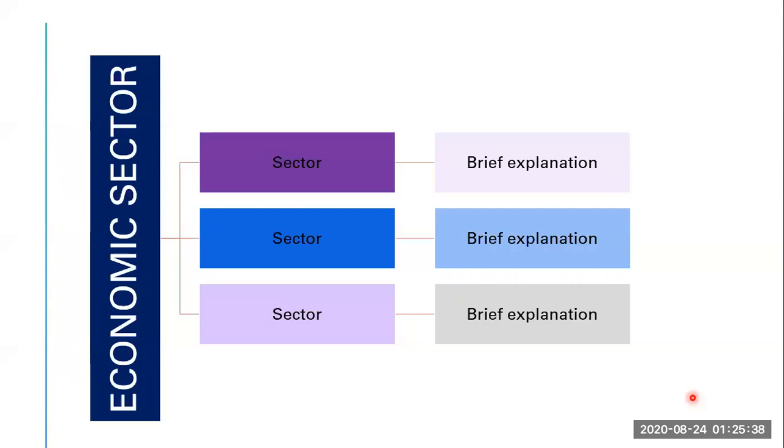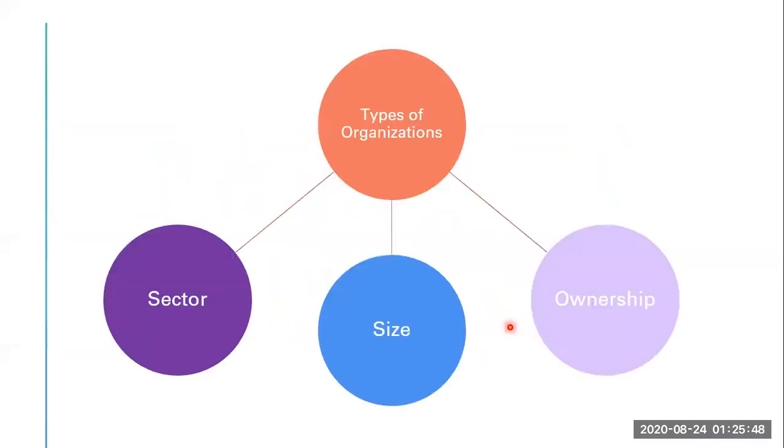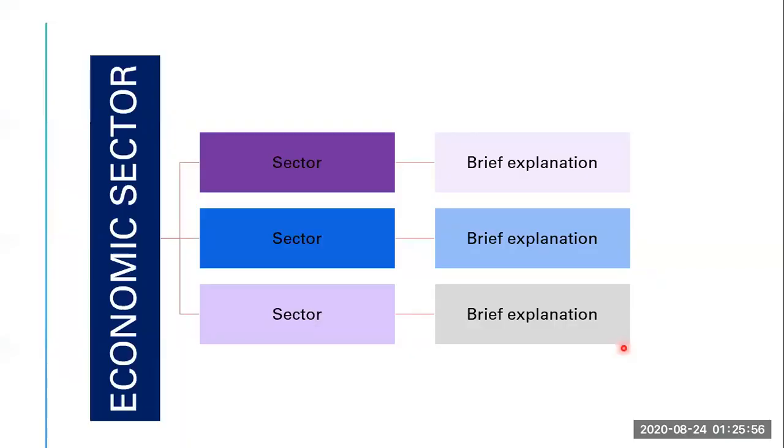So this is the classification of organizations according to the economic sector. Here, I tried to choose the same colors I had here. So we have purple, blue, and light purple. So we have here the sector, and then a brief explanation. You don't have to copy or write huge paragraphs. No, just something brief. Maybe 2 lines, that's enough. The name of the other sector, again, maybe 2 lines. And the last sector, 1 or 2 lines.